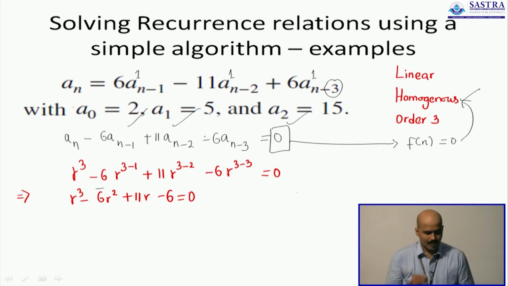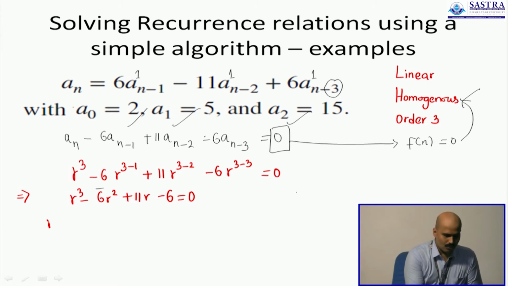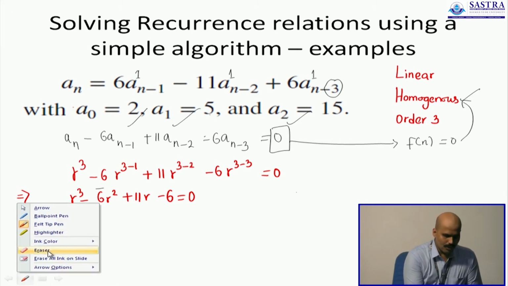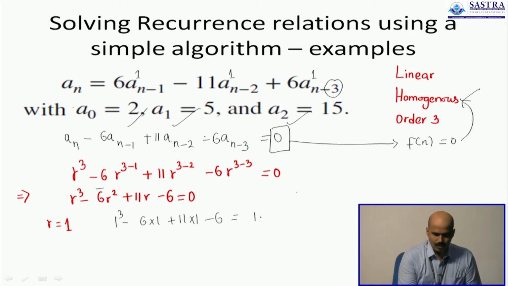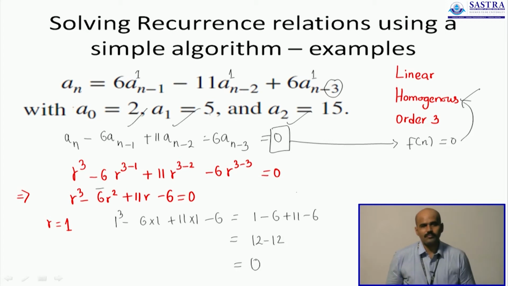And here it's quite easy, because we can see that r is equal to 1 is a root. R is equal to 1 is a root because we have 1 cube minus 6 times 1 plus 11 times 1 minus 6 equaling 1 minus 6 plus 11 minus 6, which is 12 minus 12, which is 0. So r is equal to 1 satisfies the given cubic equation, and therefore it is one of the 3 roots that we are looking for.